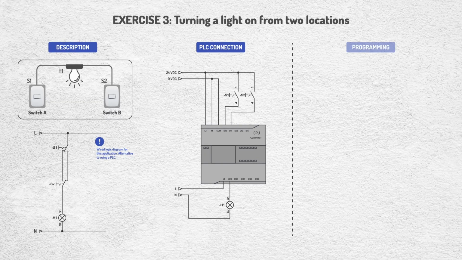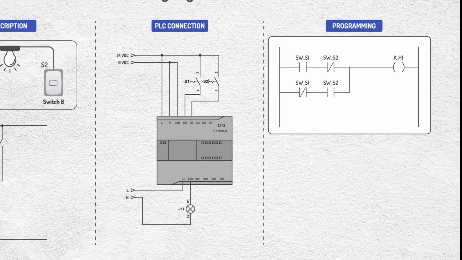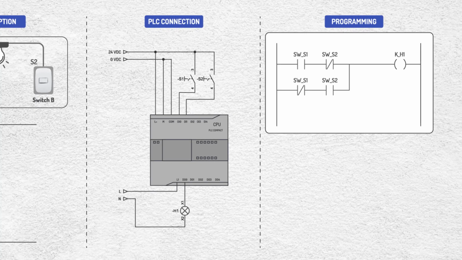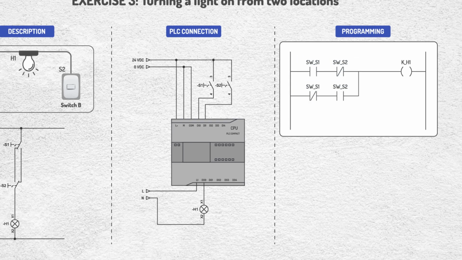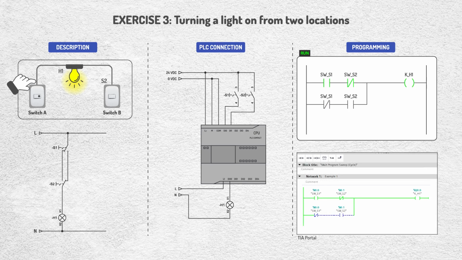In the control program, considering these two switches as inputs, we can implement the solution with two parallel branches, an open contact associated with the first switch in series with a closed contact associated with the second, and the second branch configured similarly. The operation is as follows. When the first switch is actuated, the light turns on. If from the other location the second switch is actuated, the light turns off.